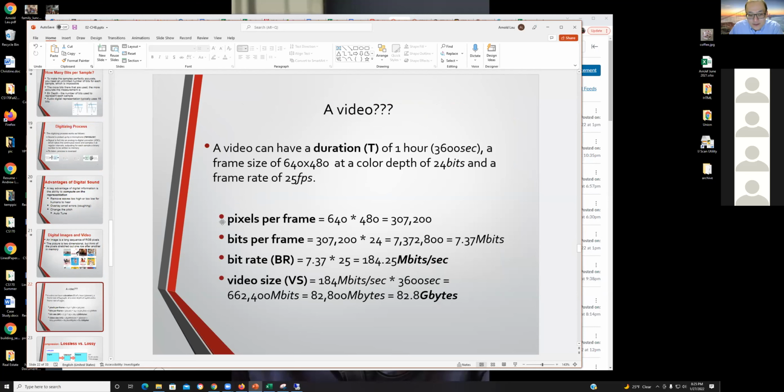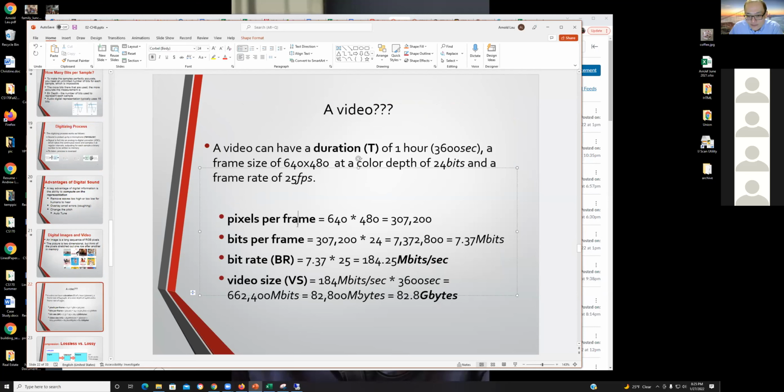Okay, so you would have done this calculation, right? Remember the pixels per frame, the length and width thing. So 640 by 480, that tells you essentially the area of the frame. Okay, the frame is the picture.